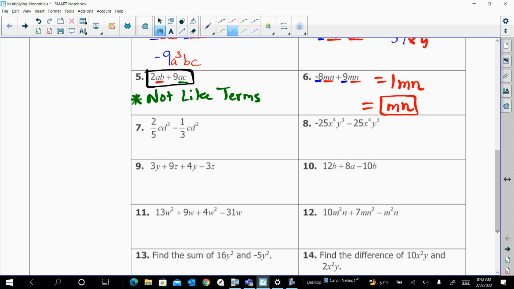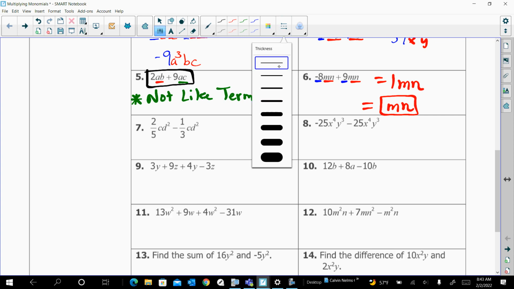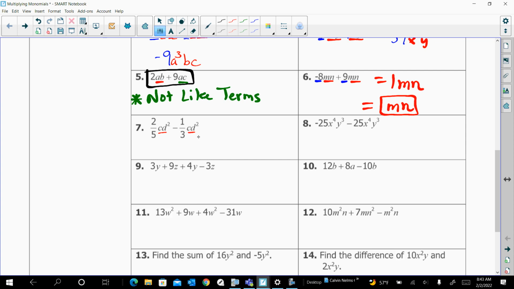All right, let's look at 7. Do you see we have 2/5 CD squared minus 1/3 CD squared? Okay, so guys, you see we have the same variable combination, same product of variables. So they are like terms, okay? So when we have fractions, you have to find the common denominator. In order to add this, we need them to have a common denominator. What's the common denominator between 5 and 3?